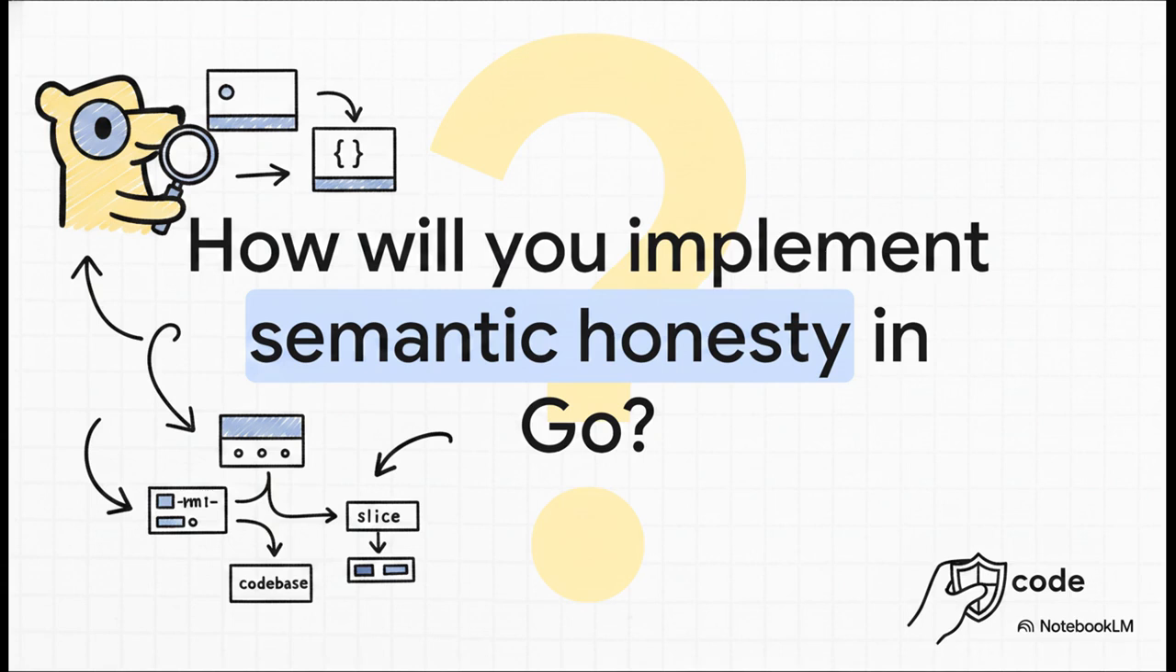I want to leave you with one final thought to chew on today. How will you implement semantic honesty with nil values in your own Go codebase? Next time you open your editor, take a hard look at your recent API responses or helper functions. Are you maybe accidentally returning empty arrays when you actually mean null? Try to keep this defensive, intentional mindset with you as you code.